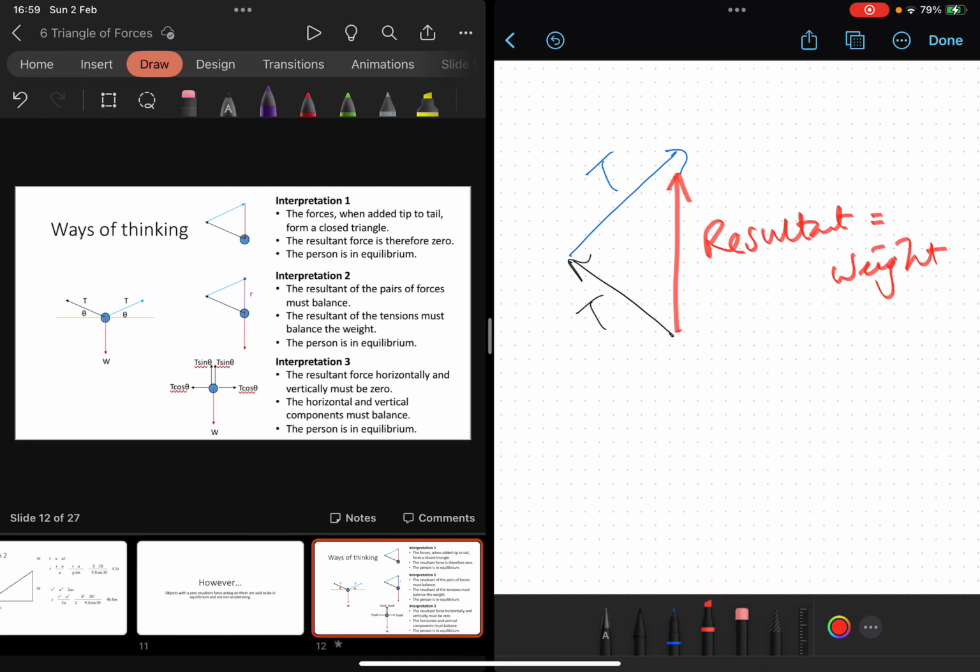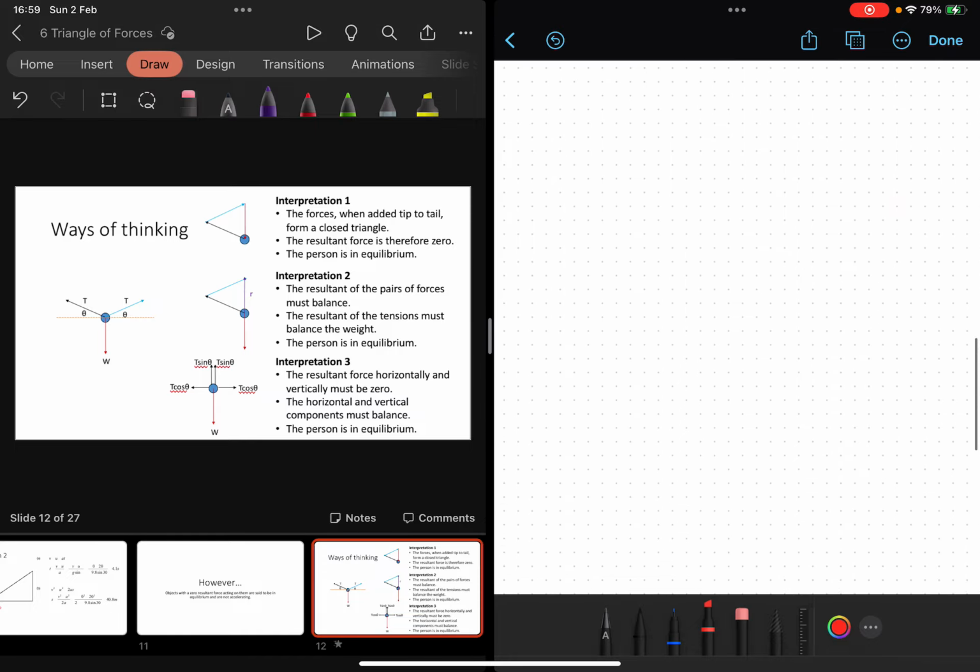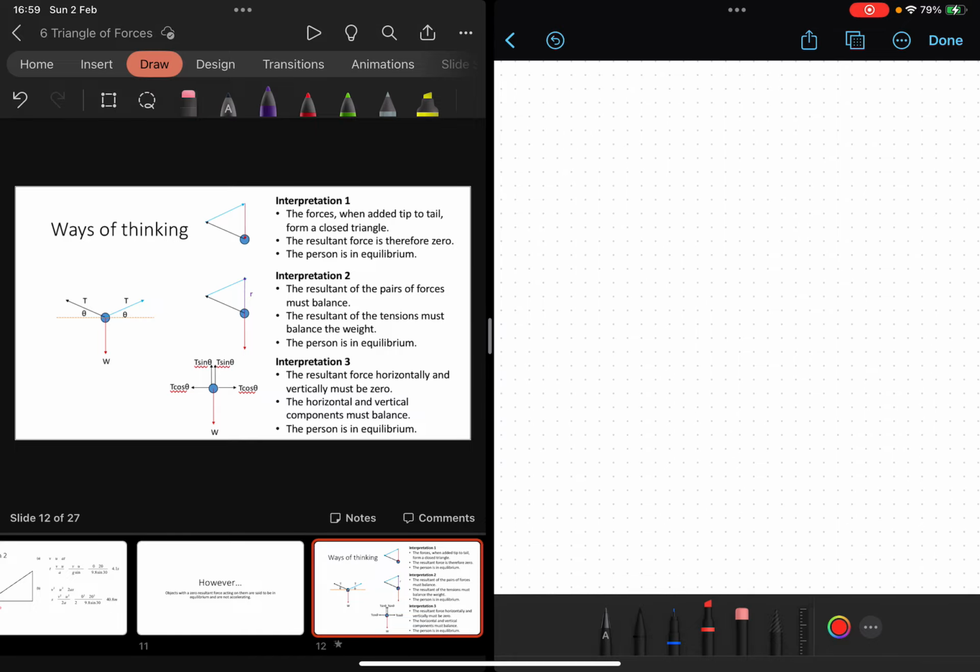And if that is true, then that object is in equilibrium. Okay, so this would be a good method to follow as well, kind of graphically by drawing this out. But the interpretation you're going to use the most, I think, is the third one, which is resolving your vectors. So if we just draw the equilibrium line to reference our two tension vectors against.